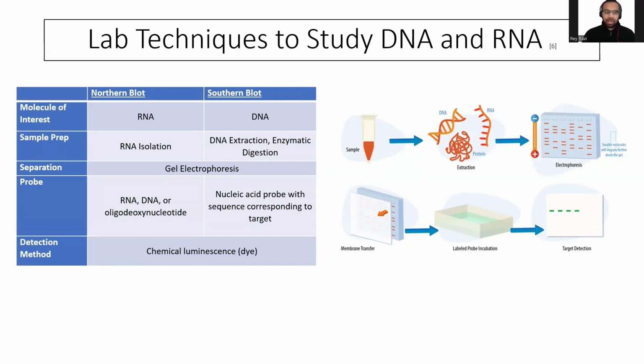Finally, let's talk a little bit about lab techniques to understand DNA and RNA. Northern blots look to analyze RNA, starting with RNA isolation, detecting certain sequences by separating them via gel electrophoresis using their relative size. After separation, the RNA fragments can be transferred out of the gel and onto a membrane with luminescent probes or tags. A similar process is done for a Southern blot, except a Southern blot uses DNA and requires DNA extraction and enzymatic digestion to prepare the sample prior to gel electrophoresis.